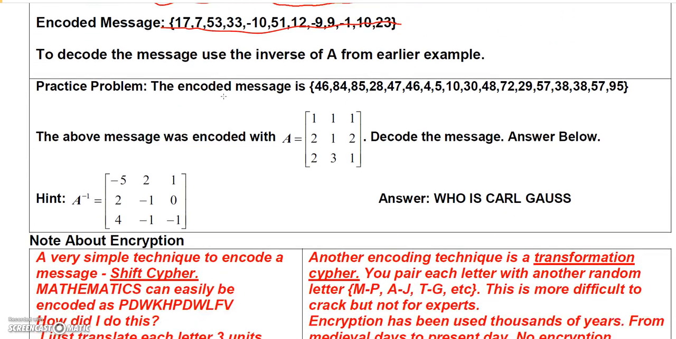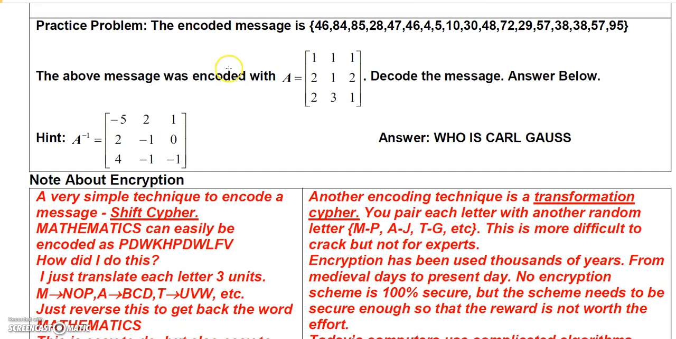All right, here's a practice problem that I got out of a book, and you can probably tell from the answer it actually came from some nerdy math person who decided it would be cool to put in who is Carl Gauss. But anyway, this is the encoded message, so this is after the message has been encoded. Since I told you it was encoded with this matrix, you're going to have to find the inverse of this matrix. And I gave you a little hint down here. Here's the inverse of this matrix.